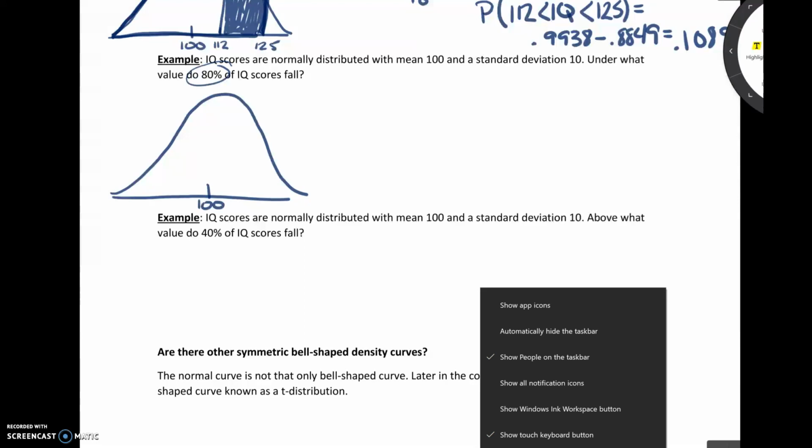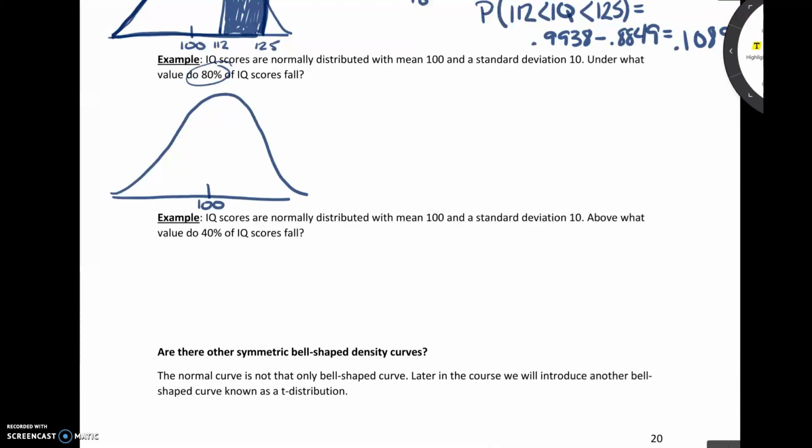In other words, we're looking for a value down here on the x-axis so that we have 80% of the area to the left of it. Well, we know that 50% of the area is to the right of 100. So if I draw a line here and say that this area is 0.8, I'm looking for this number down here. So how can I find that? Well, we're going to start out by finding the z-score that corresponds to an area of 80.